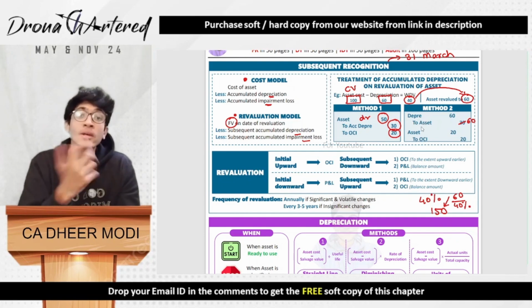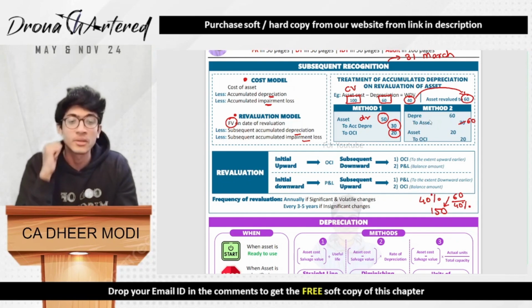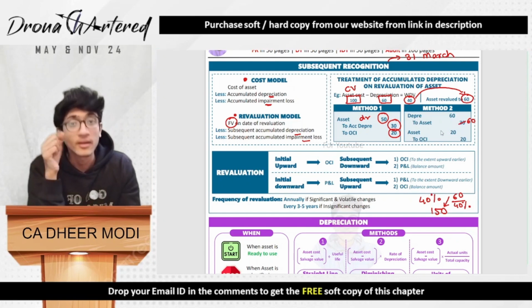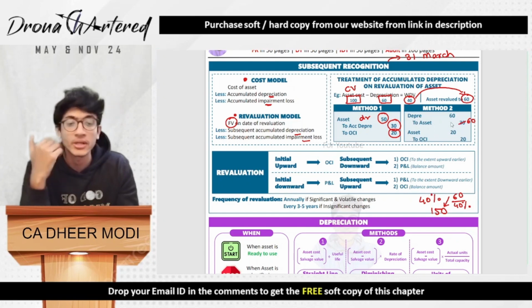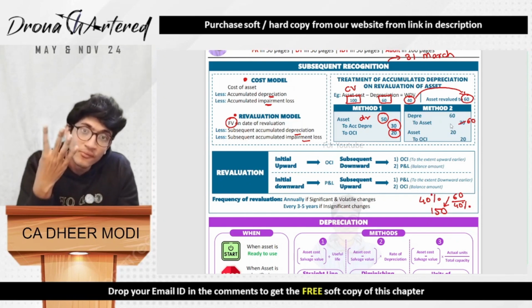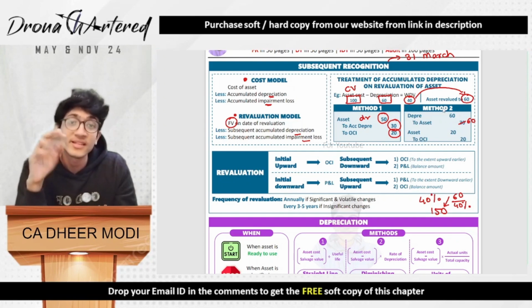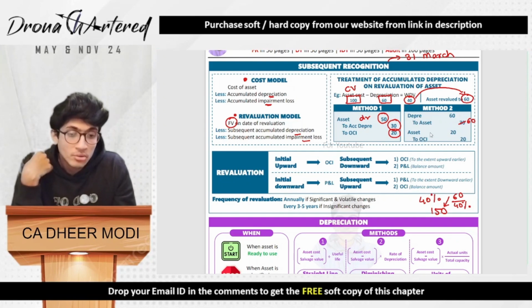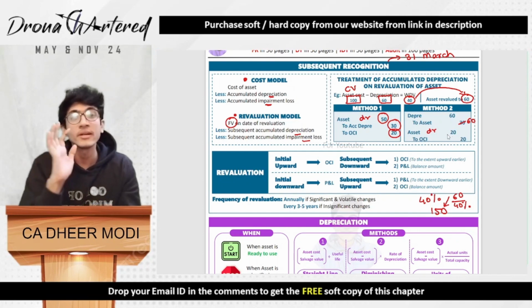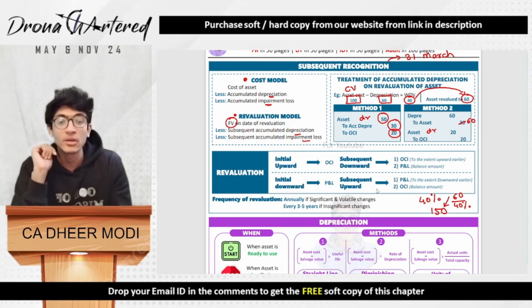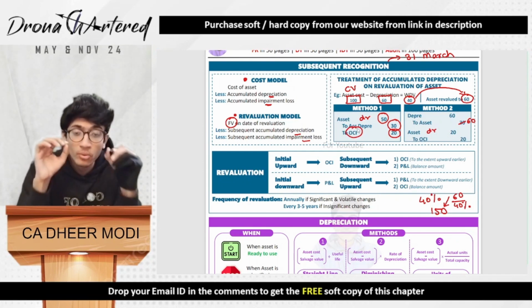Your asset was showing at 100 rupees. Your asset is now being credited by 60 rupees. So your asset's carrying value now becomes only 40 rupees, and we have to increase from 40 to 60. That means we'll have to increase by 20. So now asset will be debited by 20 and OCI will be credited, because we are doing the revaluation method. So whenever you are revaluing an asset, it will be transferred through OCI. I hope both these methods are clear.